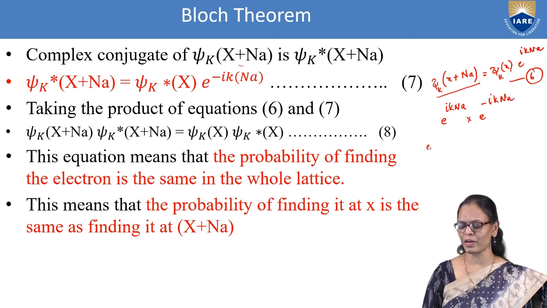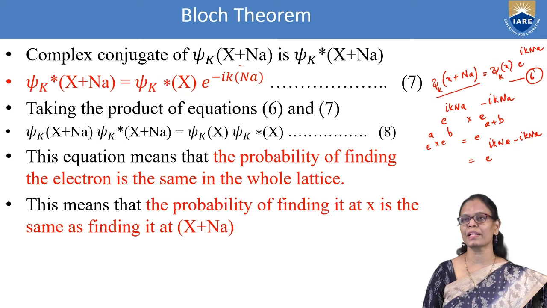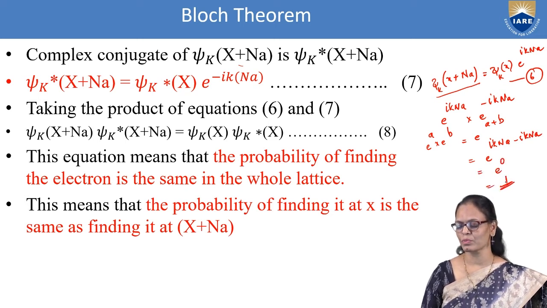So we will now take the reverse. e^a into e^b will be equal to e^(a+b). So I can write it as e^(ikNa - ikNa). So these two will get cancelled, and you will have e^0. So this should be equal to 1.